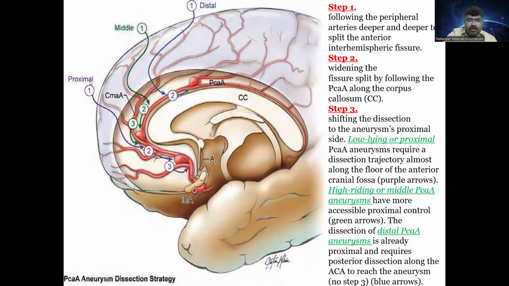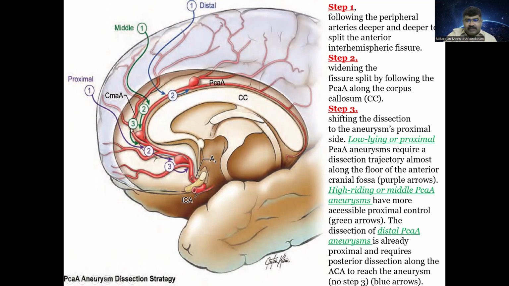As said in the MCA, follow the cortical vessel. Once we do the craniotomy and durotomy, follow the cortical vessel. Follow the peripheral arteries deeper and deeper and split the anterior interhemispheric fissure. It is important that we follow the peripheral arteries deeper and deeper. Once you reach deeper, widen the fissure, split by following the pericallosal artery along the corpus callosum.